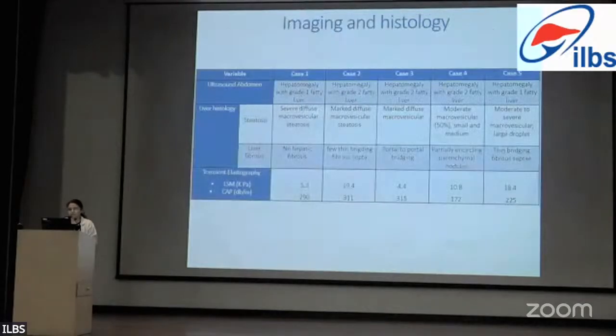Okay, go ahead. So on imaging and histopathology, ultrasound showed consistent hepatomegaly and fatty liver in all these patients, and liver histology, as has been described, with the presence of advanced fibrosis in at least 3 out of 5 of our patients, thus refuting the previous cases, which initially reported only early or no fibrosis, and LSM values varied across these patients significantly.